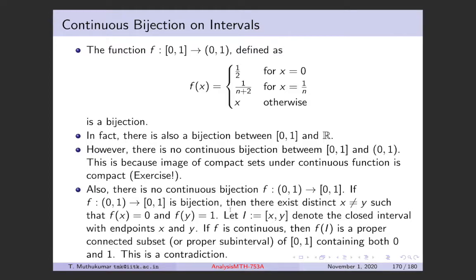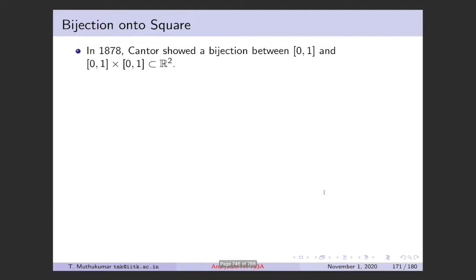So we don't have a continuous bijection from the closed interval to the open interval and vice versa. Okay, you cannot have a continuous bijection. Now we extend this question from interval to square.